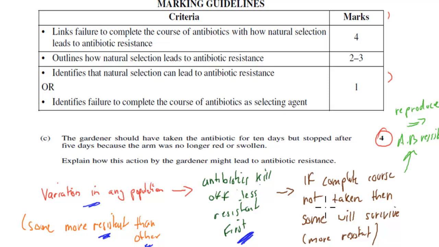But if you don't do the complete course, if you stop before it's completed, that means you might have the more resistant ones surviving unless you take the complete course. And how can that lead to resistance? Well, those more resistant ones will then reproduce, and when they reproduce, we've got antibiotic resistance, right? So that's basically what you should have said to get you 4 marks out of 4, because you have to link failure to complete the course of antibiotics with how natural selection leads to antibiotic resistance. You need to talk about how natural selection works and link that to the failure of taking the whole course and how that can lead to that antibiotic resistance.